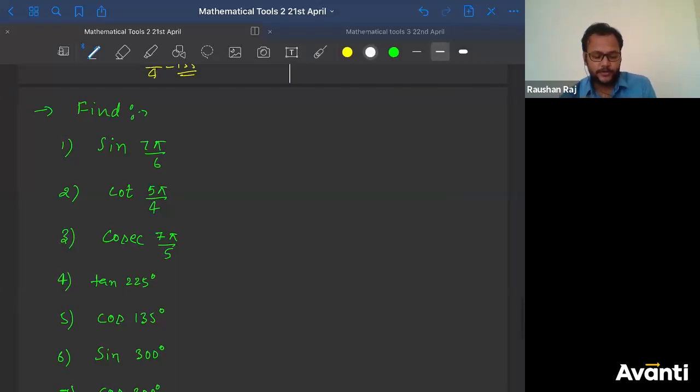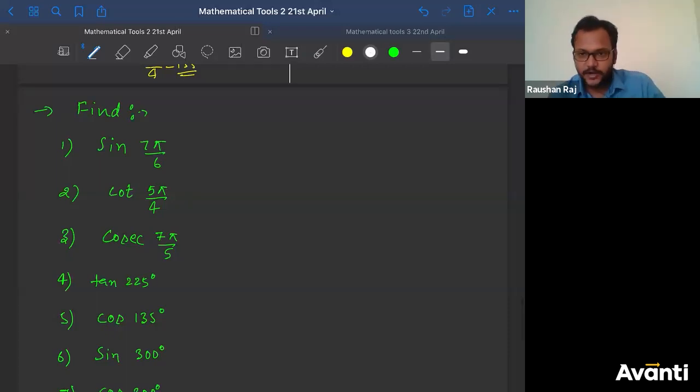No, but somehow I know the value of sine pi by 6, right? I also know the value of sine pi by 3. So if possible, I'll try to convert this 7 pi by 6 into some trigonometric ratio of an acute angle where I know the answer. Sometimes you might not know the answer, but I'll always try to convert this in terms of an acute angle. Okay, so let us try to do that.